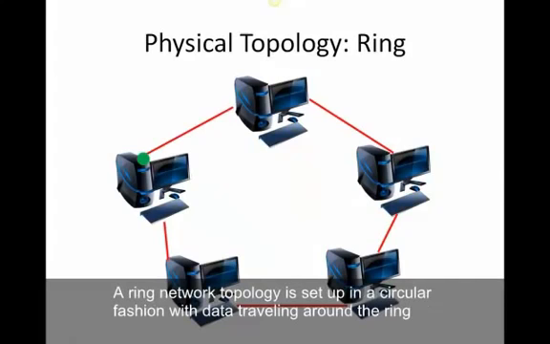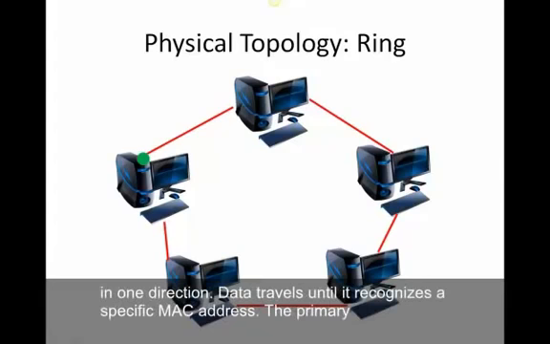A ring topology is set up in a circular fashion, with data traveling around the ring in one direction, and it travels until it recognizes the computer address or MAC address that it specifically wants.